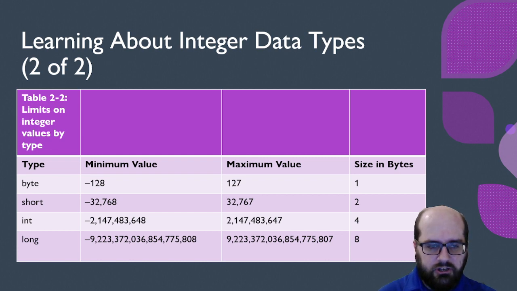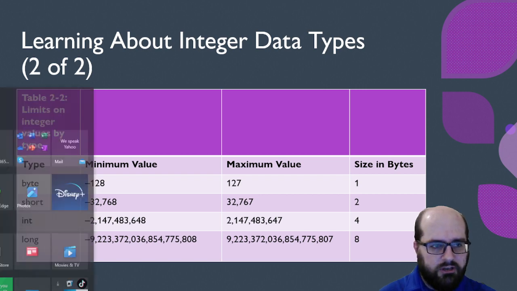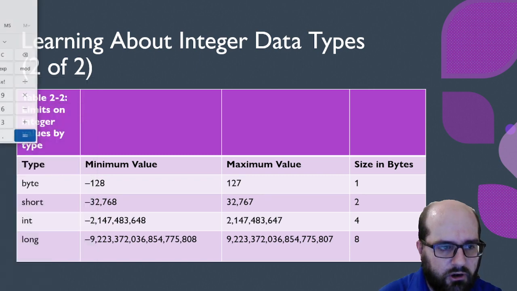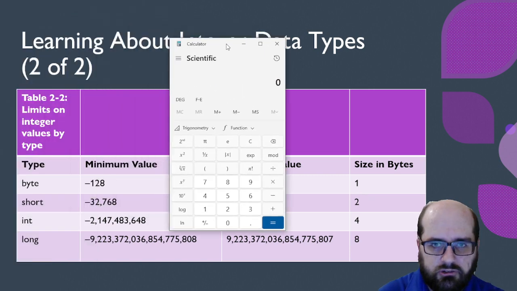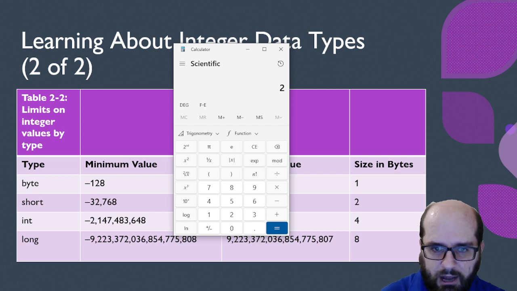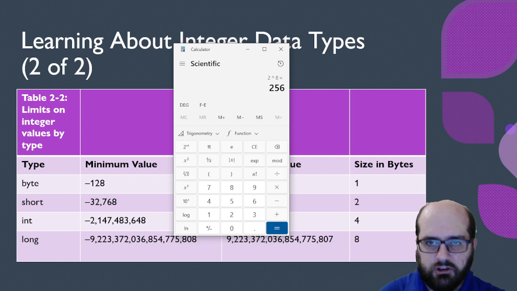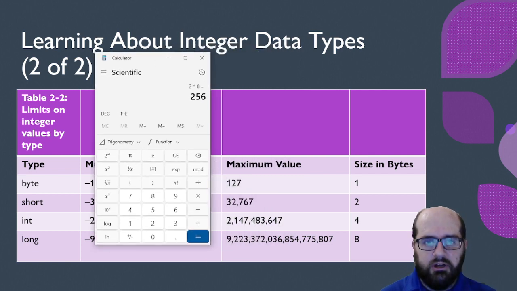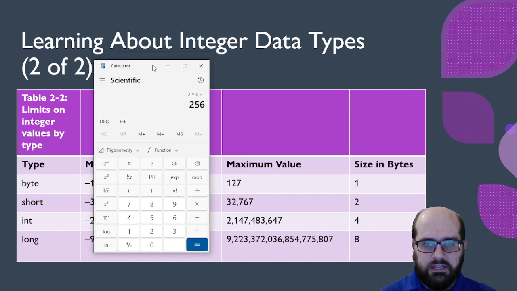A short has 2 bytes. Effectively 1 byte is, let me bring up a calculator so you can see this. 1 byte is 2 to the power of 8, because you have 8 switches, right? So 2 to the power of 8, and you get this value here, 256. And so, including 0, you have 255 other digits you can handle.